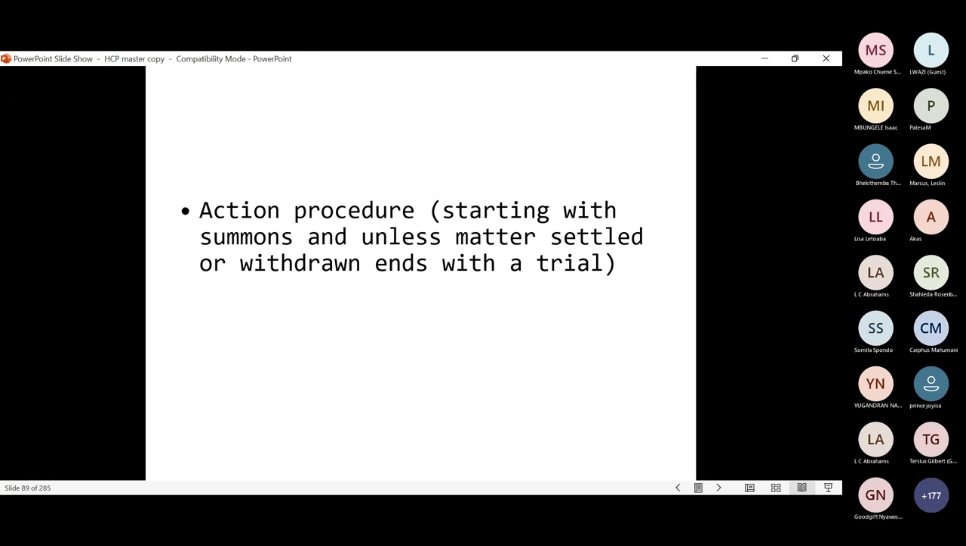Now, this is important. You can either use the action procedure, and the action procedure starts with a summons and it ends in a trial. Right. So unless the matter is settled or withdrawn, it ends with a trial. A trial is when you are going to call witnesses who are going to give oral evidence in court. Under oath, they're going to give oral evidence. That is the action procedure, right?